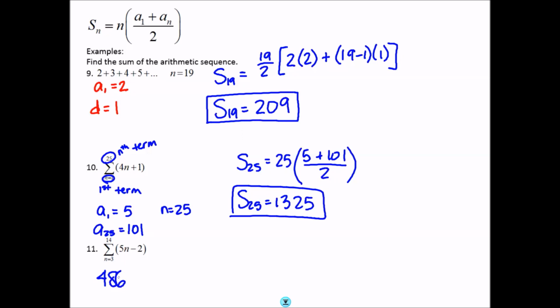If we were going to do this by hand, we would first want to plug 3 in for n. So we'd get 15 minus 2 is 13. Then we'd plug in 14 for n. 5 times 14 is 70, minus 2 is 68. And here's where it gets tricky. N is the number of terms you are adding up. So here we're starting with the third term and going to the 14th term. So we're skipping the first term and the second term, so we're really only adding 12 terms.